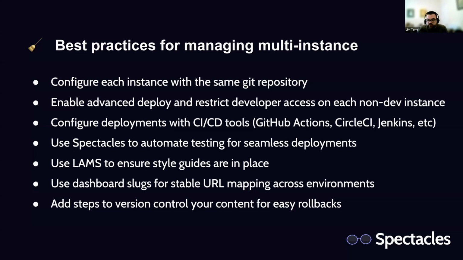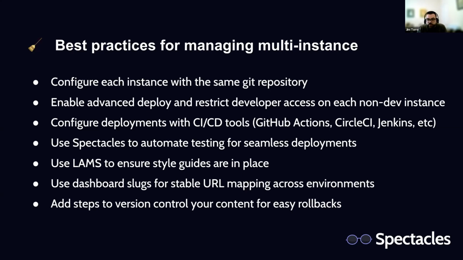Enable advanced deploy mode and restrict developer access to each non-dev instance. You shouldn't be making any changes in any other environment except dev. Use the tools available to you. You might already have tools like Jenkins or Circle CI to manage deployments today. If not, your Git provider should have a suite like GitHub Actions, which I showed before, or GitLab CI/CD.